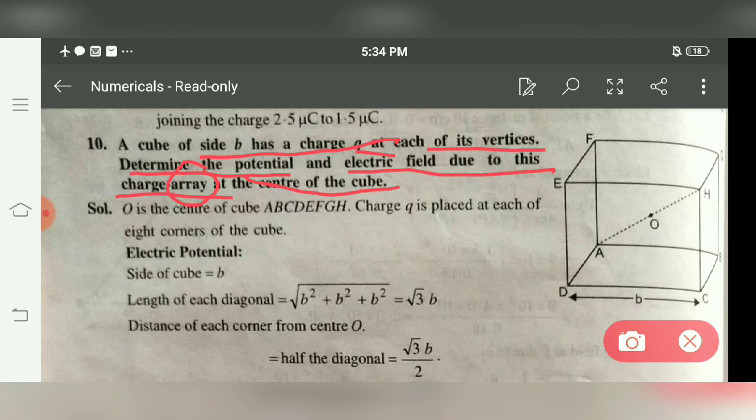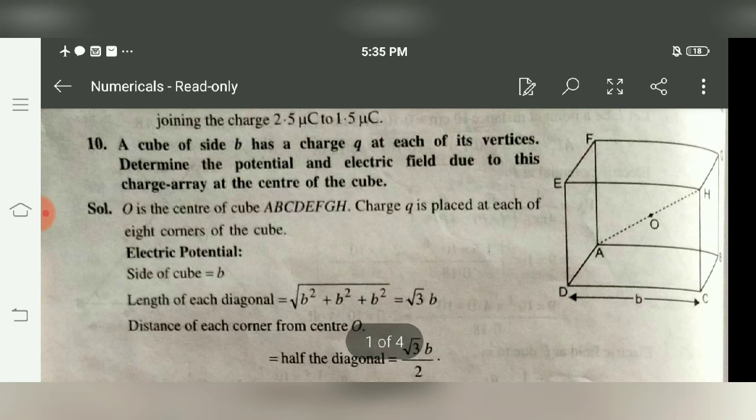First of all, if I want to find this electric potential due to each charge which is present at the vertex of the cube, there are 8 vertices, means there are 8 charges, 8 q charges. If we calculate potential due to one charge, then we just multiply it by 8. We have to calculate the distance of each charge from the center, because potential due to a single charge is k times charge upon distance, so we have to find this center distance.